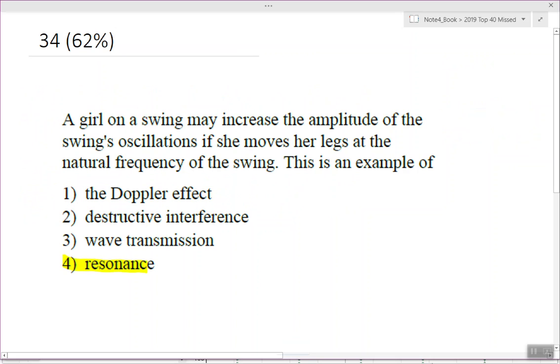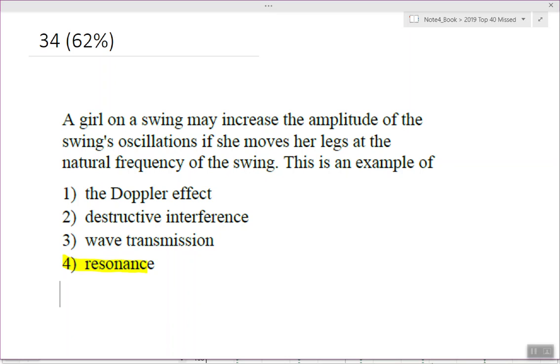Resonance. If you time your feet swing so that it matches the swing of the pendulum, or as you call it, a swing, your amplitude can grow. If you were to try to swing where your legs were going in the opposite direction of the swing, you were trying to be 180 degrees out of phase, you would actually lose energy and start to slow down. But there are lots of examples of things resonating. It's not just a swing.